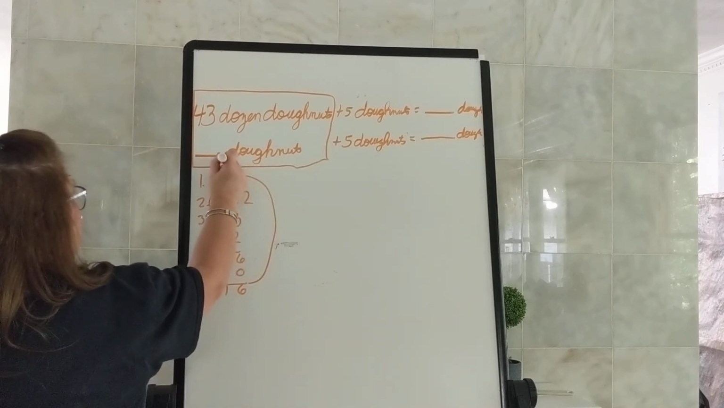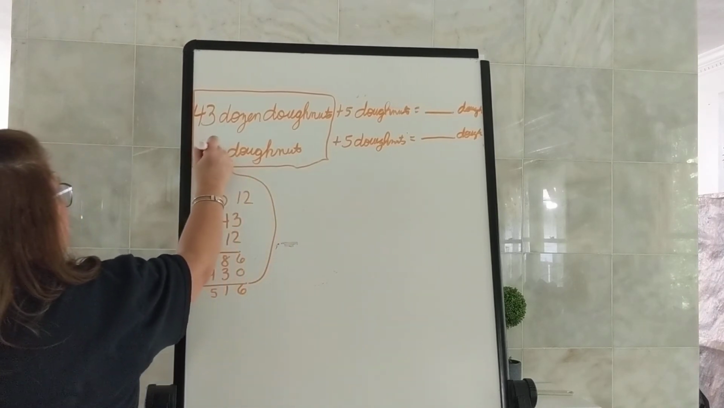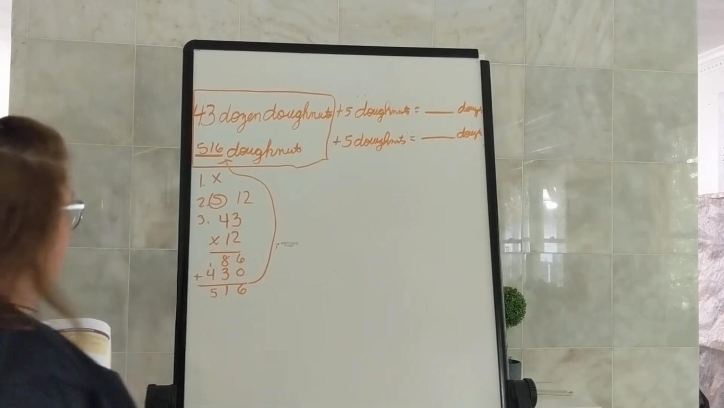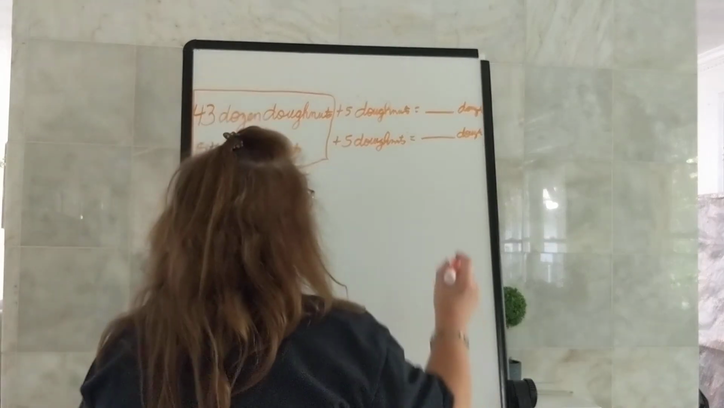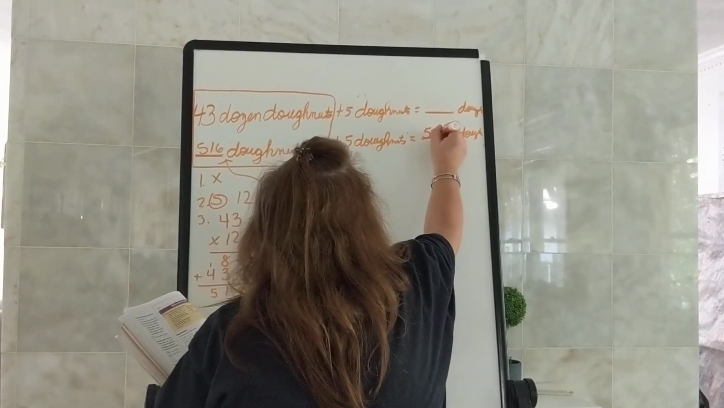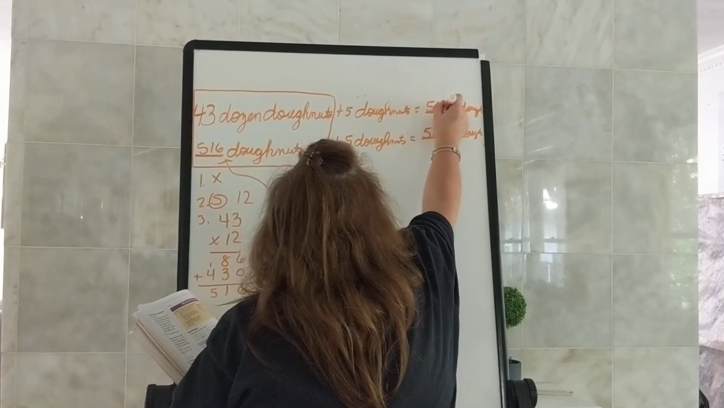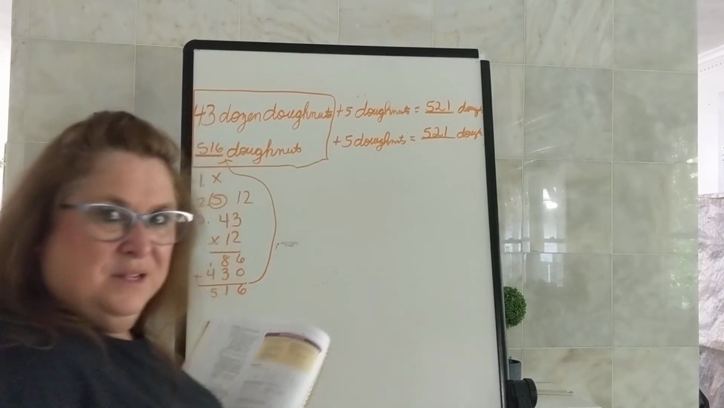So 43 dozen donuts equals 516 donuts plus 5 donuts. 16 plus 5 is 21, so it's 521 donuts is our answer. All right?